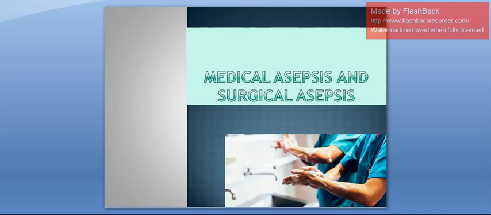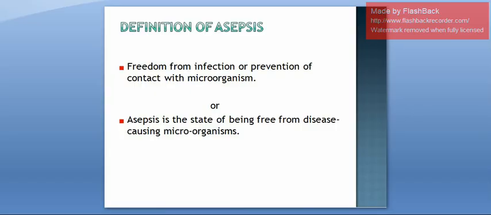So first of all, before moving to what is medical and surgical asepsis, we will see the definition of asepsis. So asepsis means freedom from infection or prevention of contact with any microorganism, so that the asepsis is sometimes also referred as a state of being free from any disease causing microorganism. Okay, that could be your pathogens like bacteria, virus, fungi, or even the parasites. So that is a definition of asepsis. It is a state of being free from the microorganism.